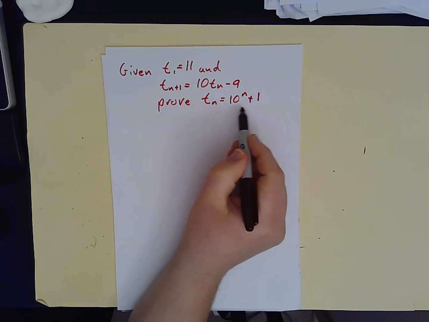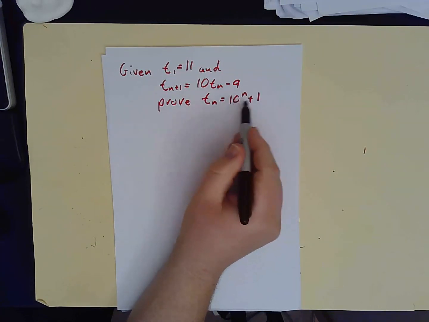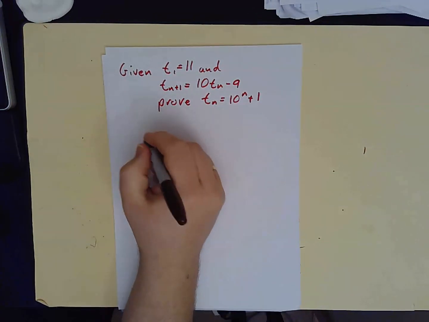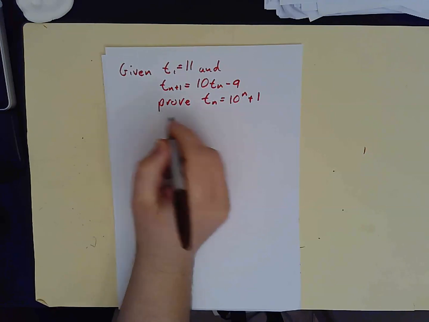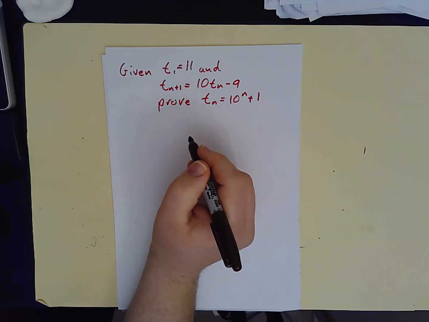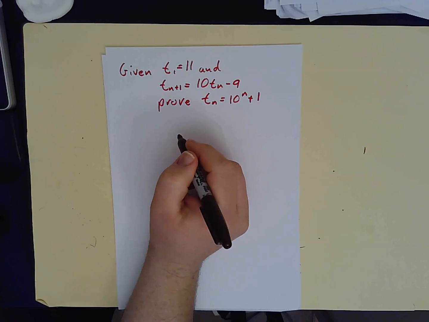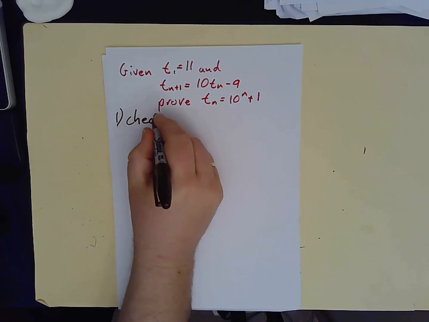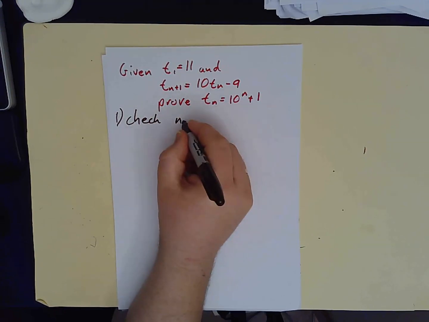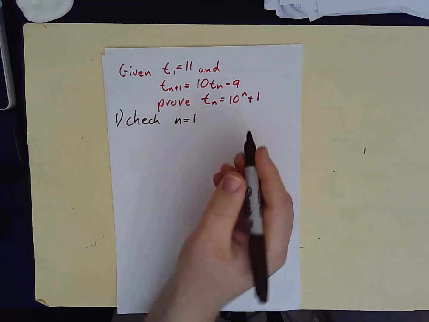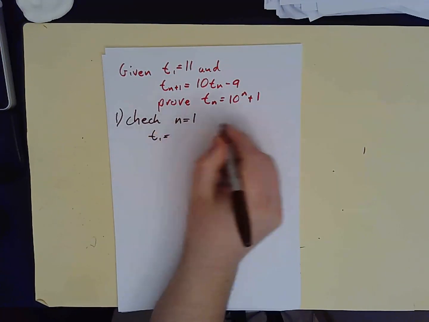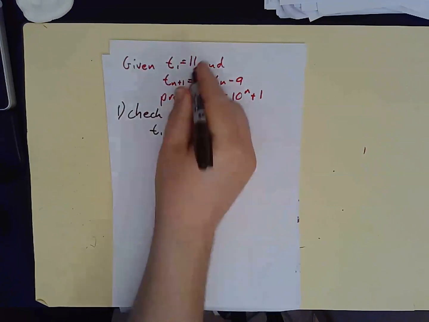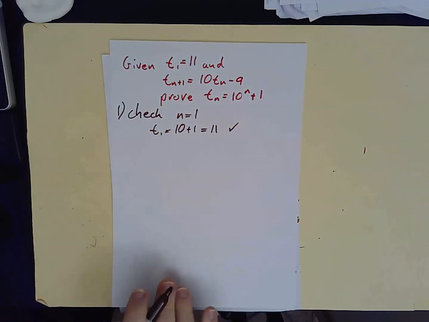And we want to prove that you can get any term through the system rather than having to go through this iteration. So what we're going to do is the same as before. Check for 1. So first step, check for n equals 1. So if we look here, I've got t1 will equal 10 to the 1, which is 10, plus 1, which equals 11, which is indeed what we've got for term 1. So that's a good start.